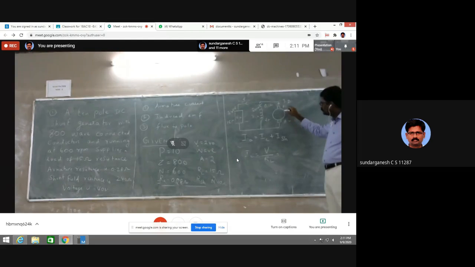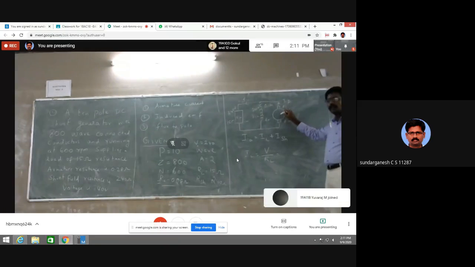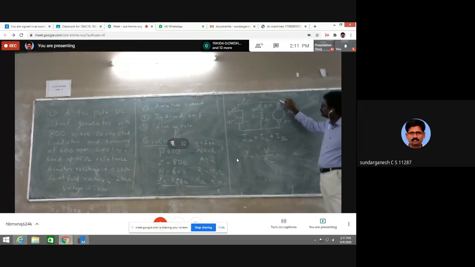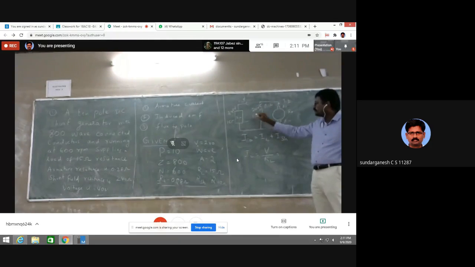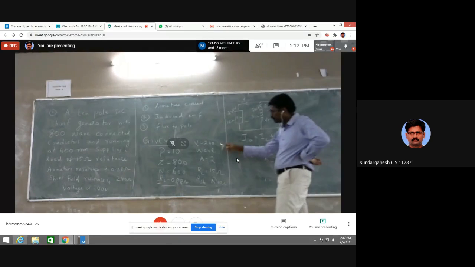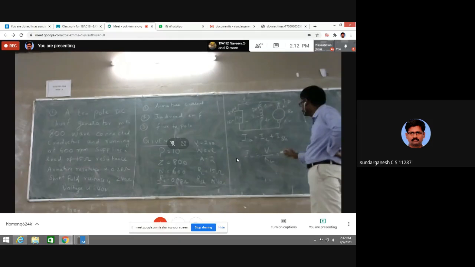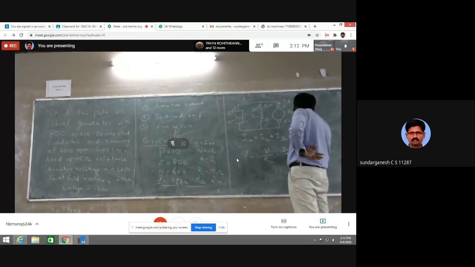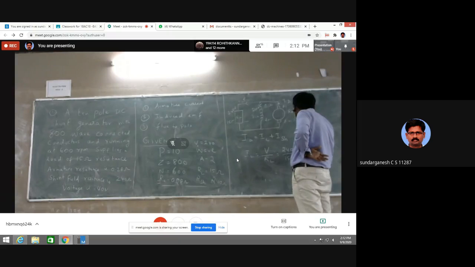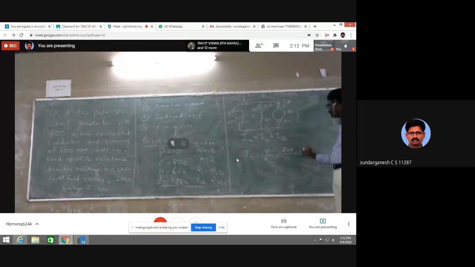Here, the terminal voltage is 240 volts, and there is some voltage drop in the armature. First, we see what we want. I want to find the armature current. To find it, I should know the field current and the load current. When you add these two values, you get the armature current. So I am finding the load current. Voltage is given as 240, RL is 15. So 240 by 15 is 15 amps. So IL equal to 15 amps.